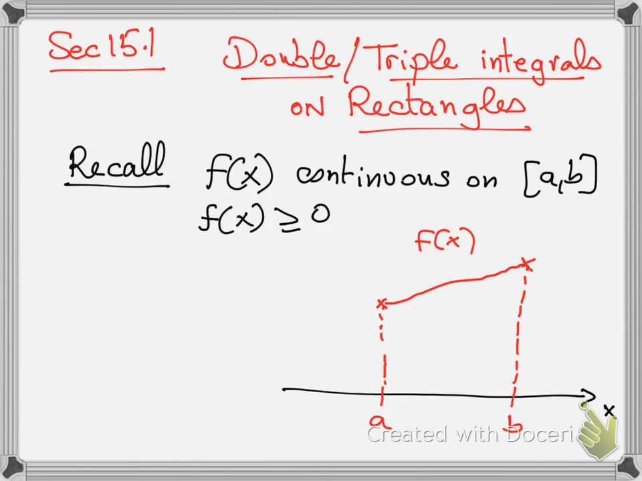So what's the interpretation of the integral of f of x from a to b? The integral of f of x from a to b will be the area of the region between the x-axis and the graph of f of x. So that will be the area of this region here.